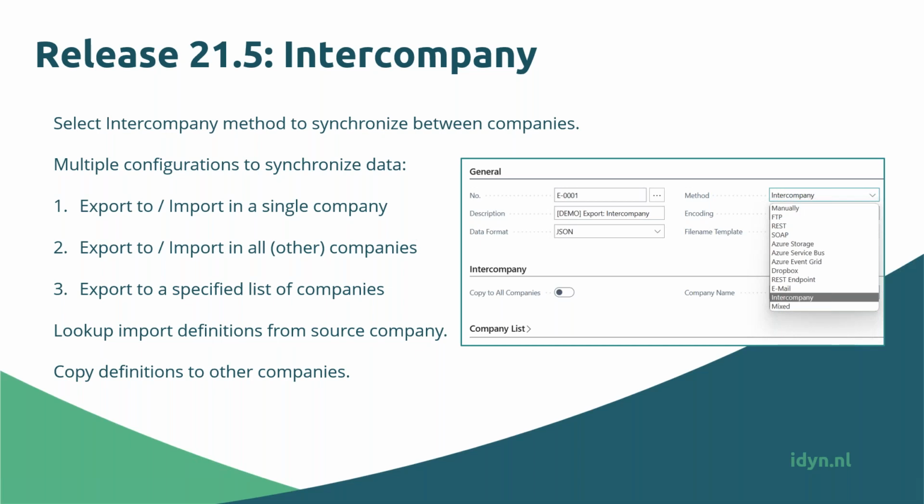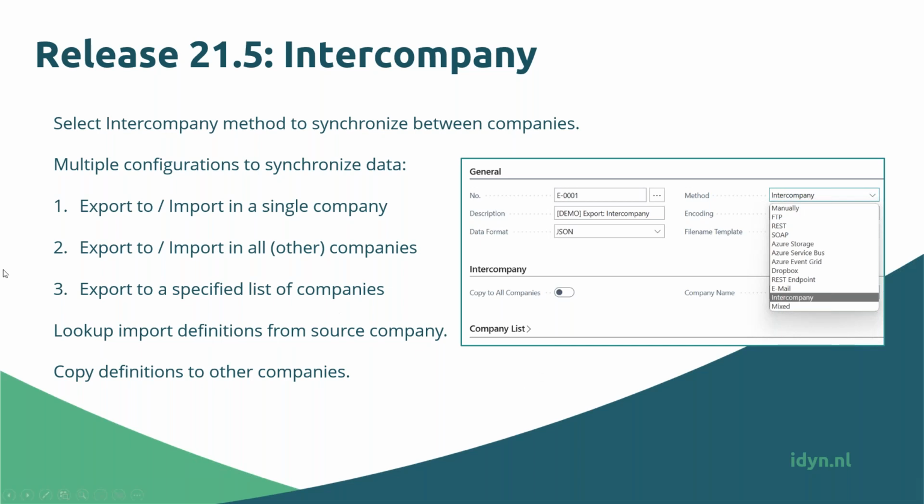Now I will show you in a minute that we have multiple ways to configure the definitions, and as you can see, we have 3 options available. We can send the data to a single company, we can send the data to all companies or all other companies, because of course we exclude the current company where we export the data from, and we can also export the data to a specified list of companies in the scenario where you have multiple companies available, but you don't want to export it to all companies.